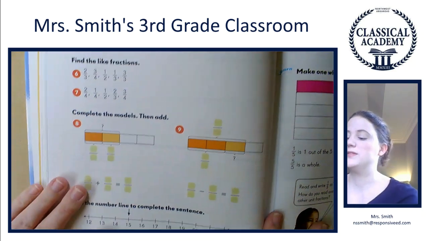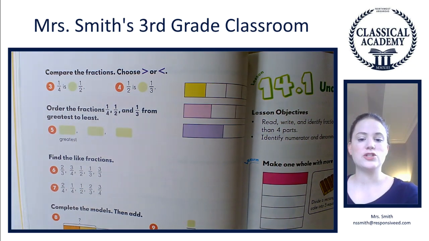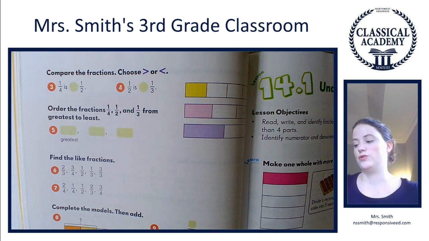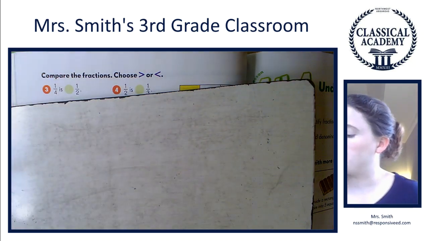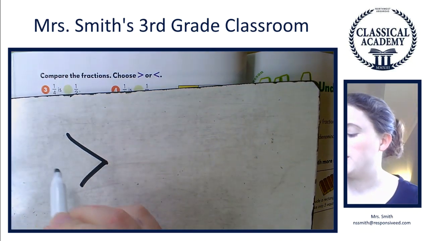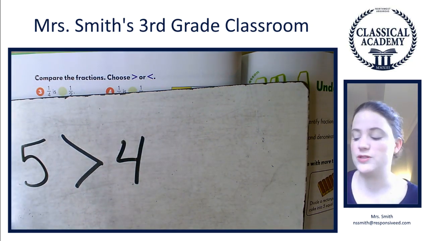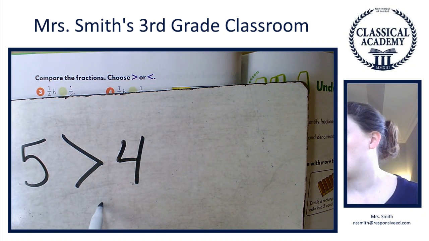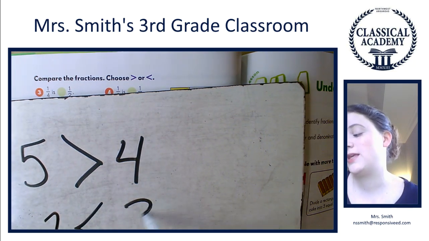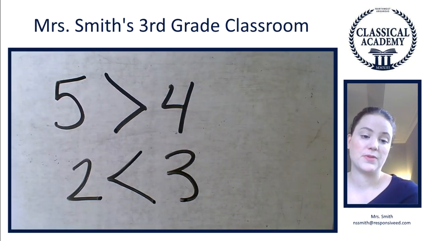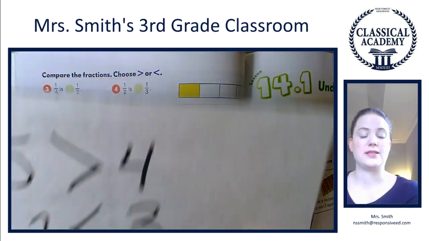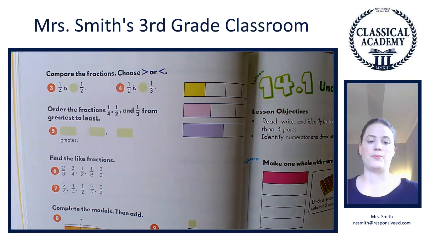Over here on page 116, they want us to know greater than, less than, or equal to. And remember, in these kind of problems, this number always goes towards the larger number. For example, 5 is greater than 4, or 2 is less than 3, right? So greater than, less than. The alligator eats the bigger number, right?